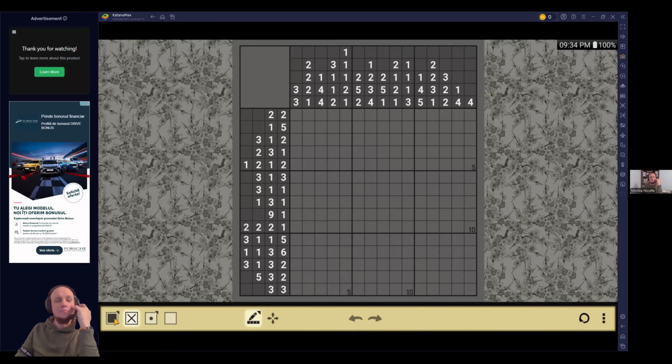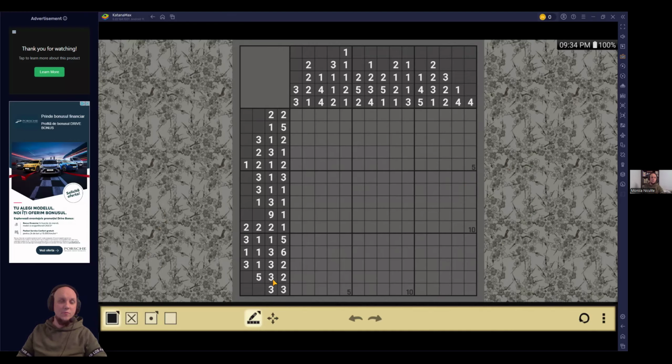Okay, so we're going to be doing this 15 by 15 puzzle, and there are a few techniques that you need to know. The easiest thing is you have to look at the sum of everything on the line.